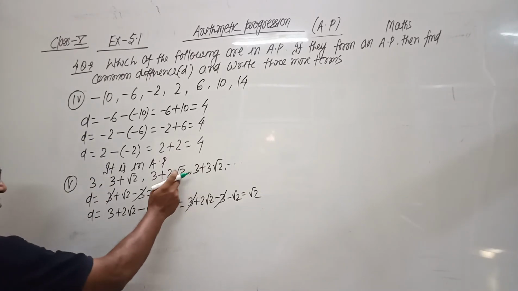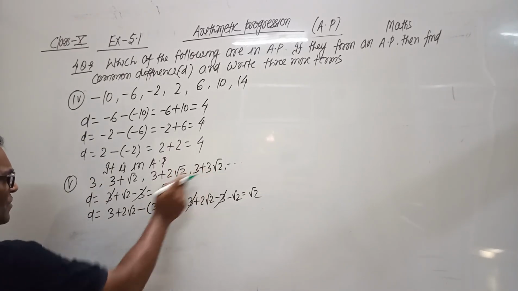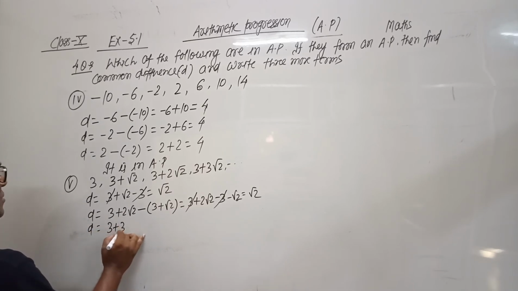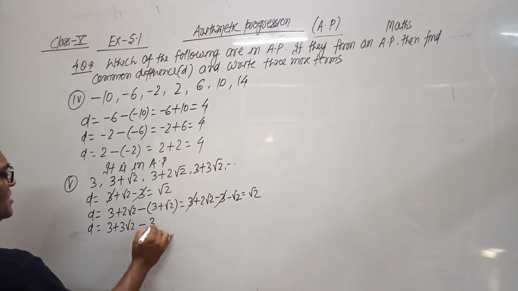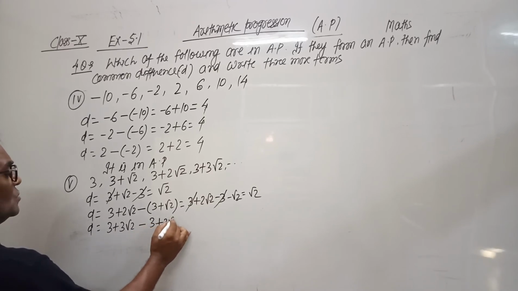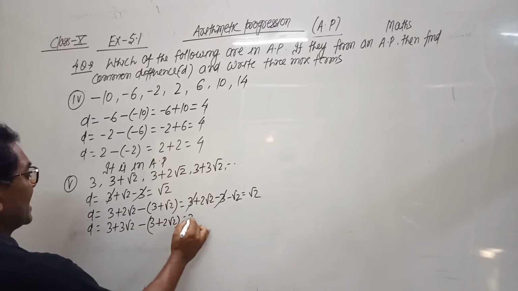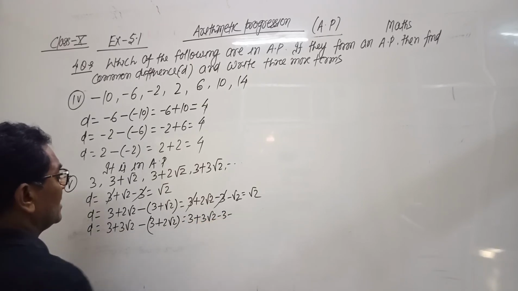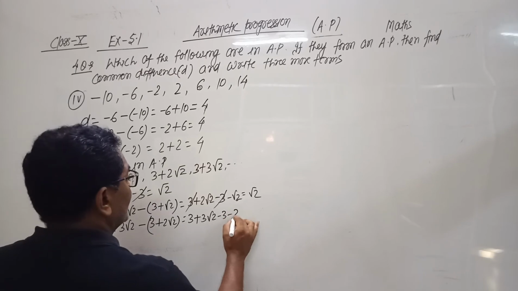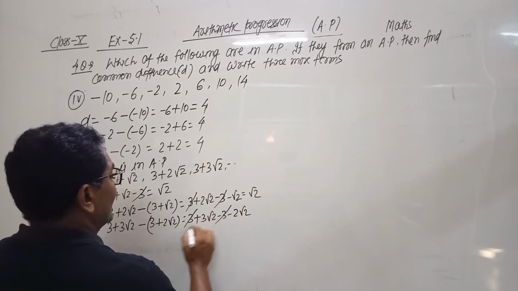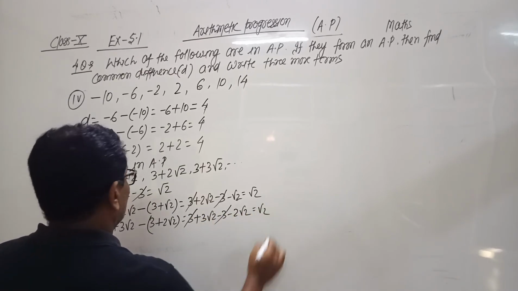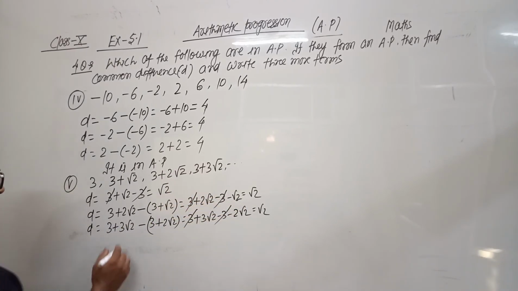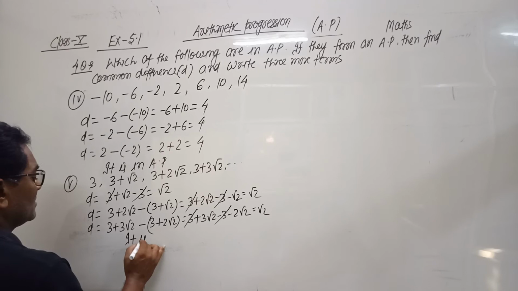Then subtract 3 plus 2 root 2 from 3 plus 3 root 2. So 3 plus 3 root 2 minus (3 plus 2 root 2). Remove the bracket: 3 plus 3 root 2 minus 3 and minus 2 root 2. 3 and 3 cancel and we get root 2. So since the common difference is the same, it is in AP.